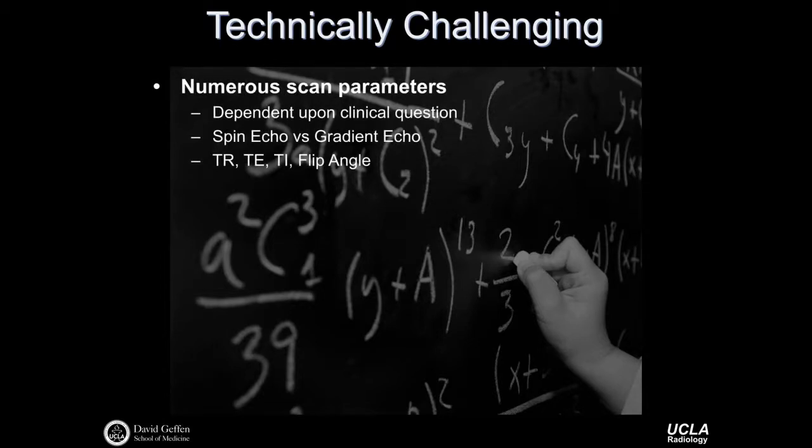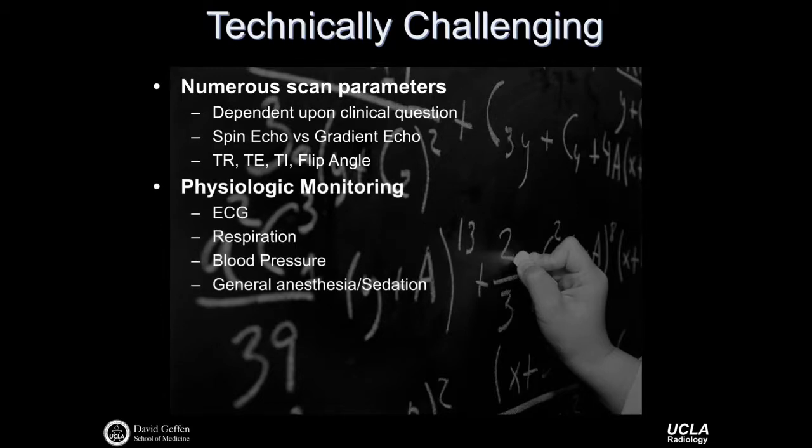MRI is also technically challenging. There are numerous scan parameters that are dependent upon the underlying clinical question. We have to make decisions about whether to acquire the images using what's called a spin echo or a gradient echo sequence. We have to select numerous imaging parameters, the repetition time, TR, the echo time, TE, the inversion time, TI, or the underlying flip angle. Oftentimes these things are saved as digital protocols on an MR scanner, but in a typical clinical environment, there will be hundreds of these protocols for hundreds of different clinical indications.